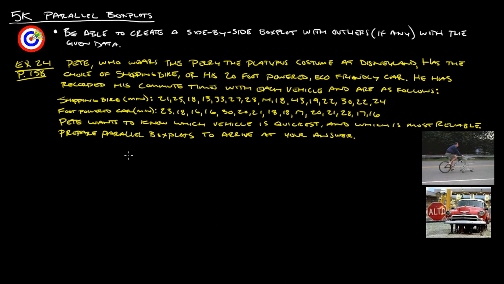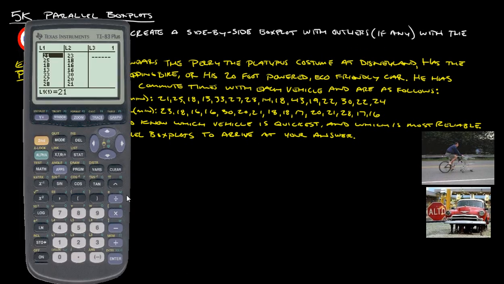Okay, so this is really similar to what we did in the previous section, but we're also going to go through how to do this same bit of information with outliers as well. So we are going to pull up our graphing calculator, go back into Stat, and edit, because we're going to enter all this data from both of these pieces here. In list 1, I've put in my first set, the shopping bike. And in list 2, I put in all my times for the foot-powered car.